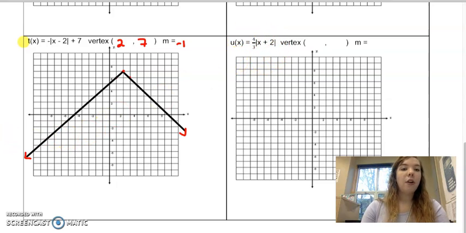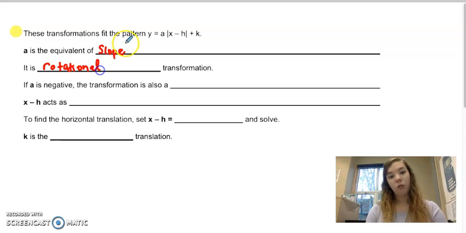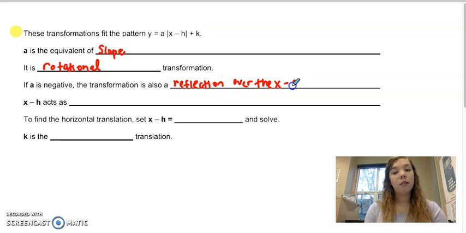All right, very last page of our packet, we're going to fill this in. A, any number in front of your absolute value is the equivalent of slope. Okay, that changes your slope. It is a rotational transformation. It rotates the angle of your V. If A is negative, then the transformation is also a reflection. That's where it flips it upside down over the x-axis.